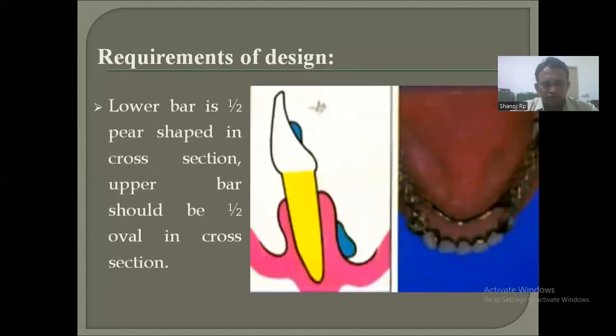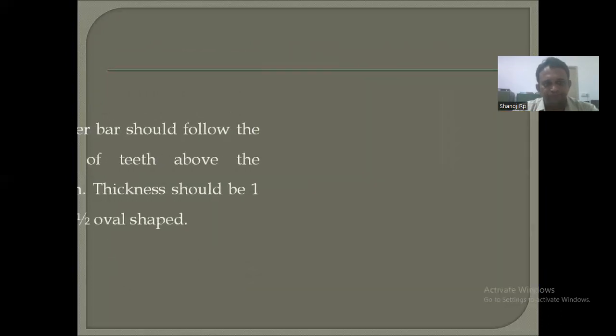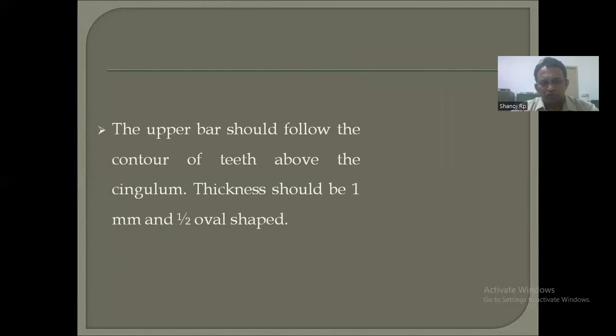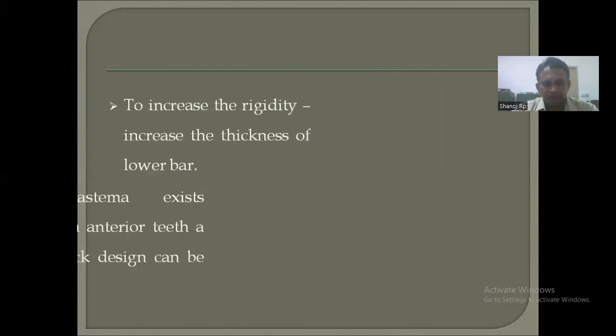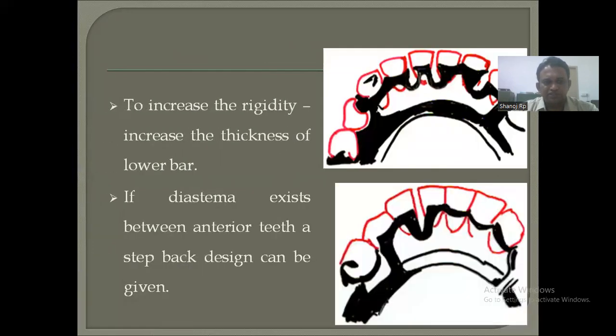The lower bar is half pear-shaped in its cross-section, and the upper bar should be half oval in cross-section. The upper bar should follow the contour of the teeth above the cingulum, and the thickness should be around 1 mm, and it should be half oval shaped. To increase the rigidity, increase the thickness of the lower bar. If diastema exists between anterior teeth, a step-back design can be given.